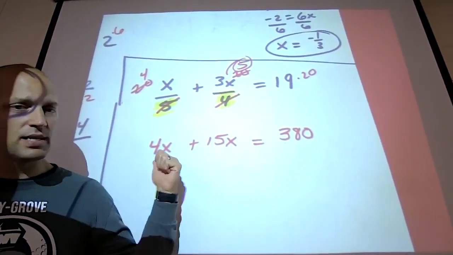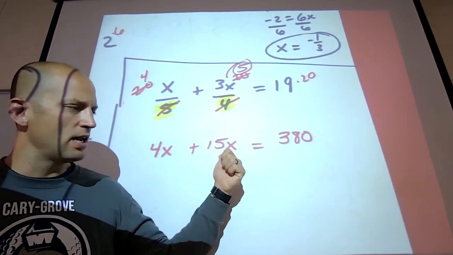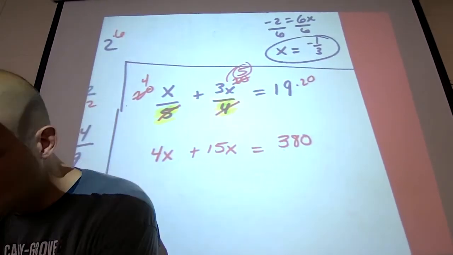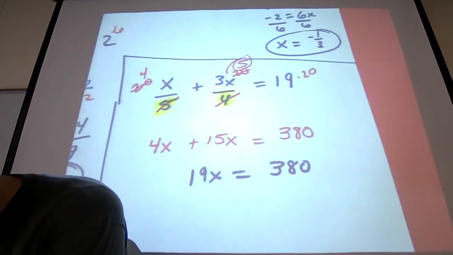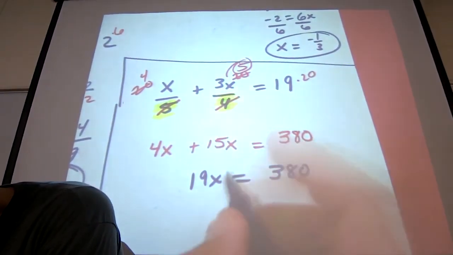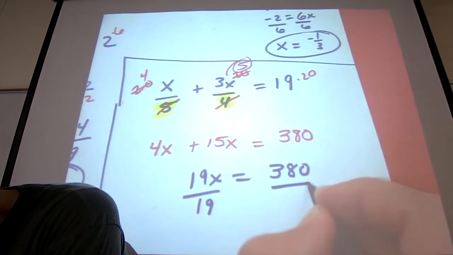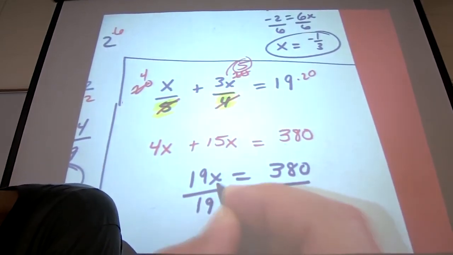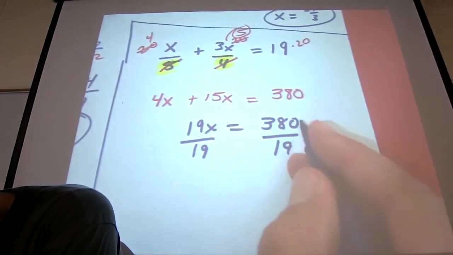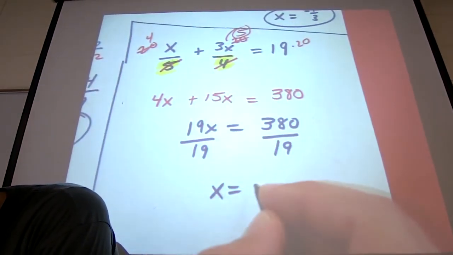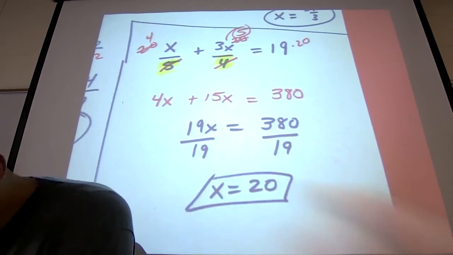All right, when they're on the same side, we combine. If you have 4 x's and now you add 15 x's, now we have 19 x's. This is where we divide. This is 19 times x. The opposite of times is division. 380 divided by 19, we should get 20.